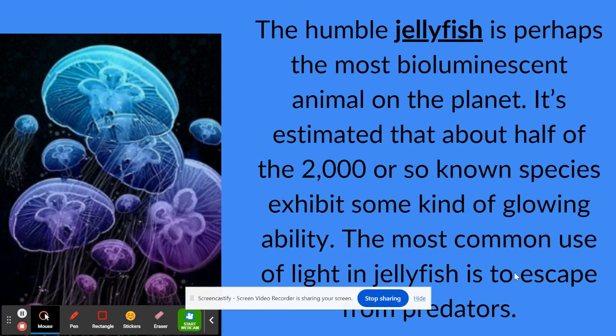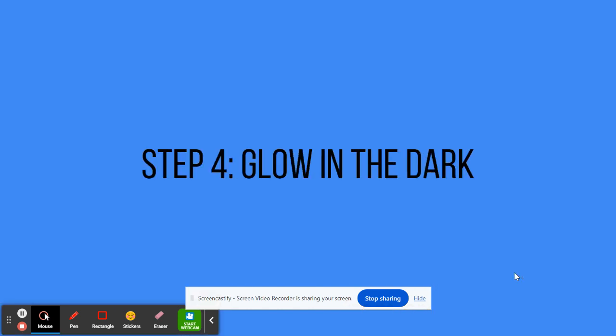Now, the humble jellyfish is the most bioluminescent animal on the planet. It's estimated that about half of the 2,000 or so known species exhibit some kind of glowing ability. The most common use of light in jellyfish is to escape from predators. All right, so there you have it.